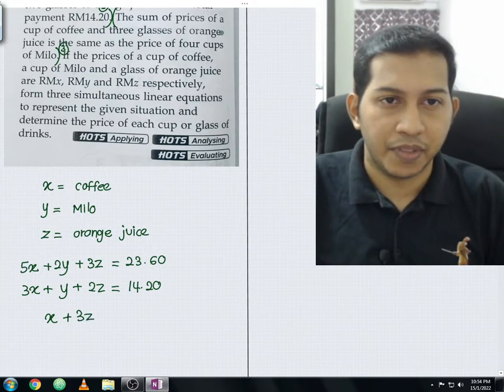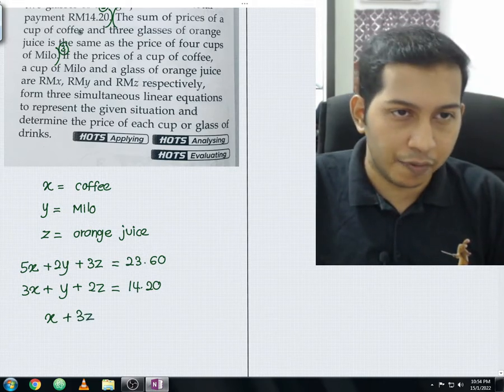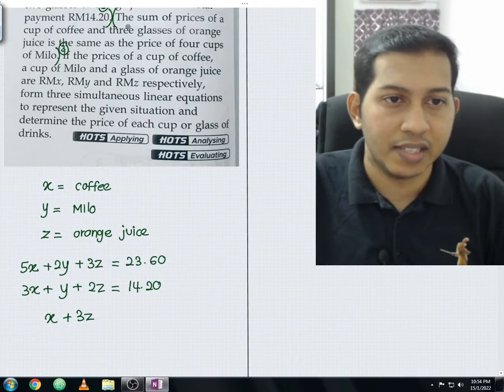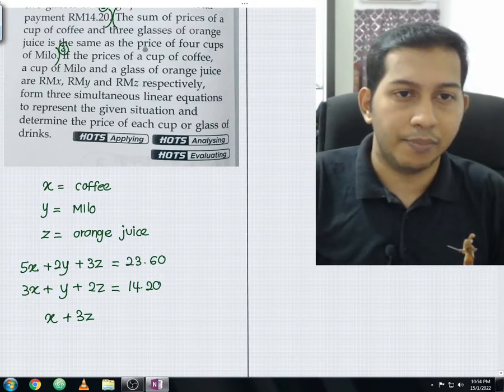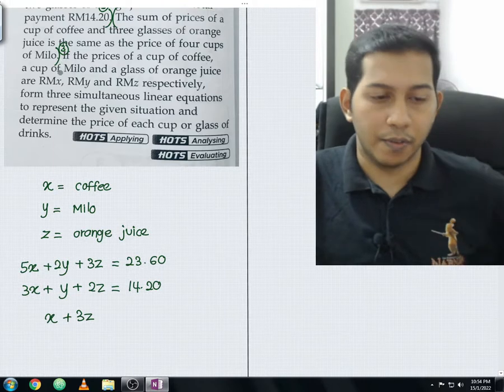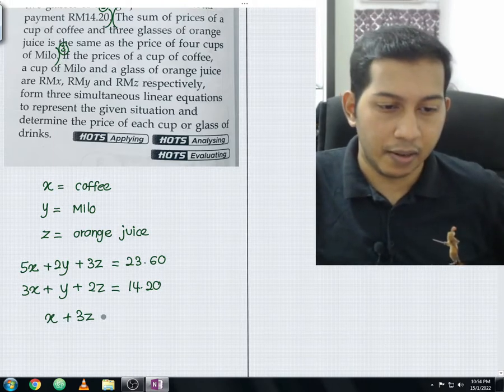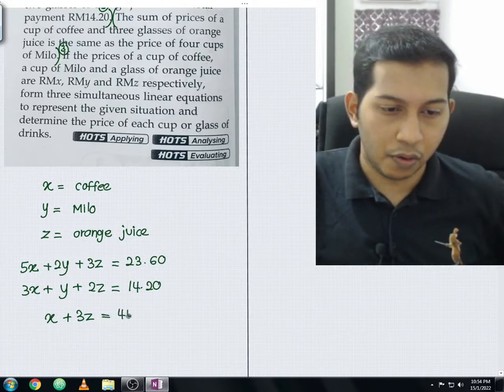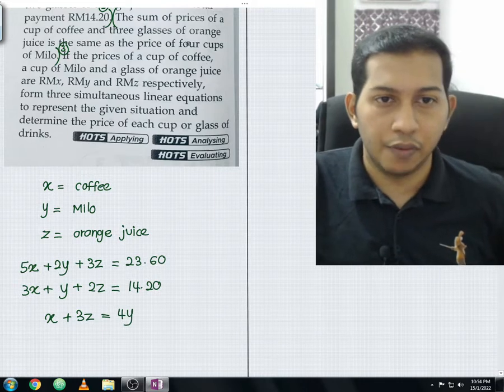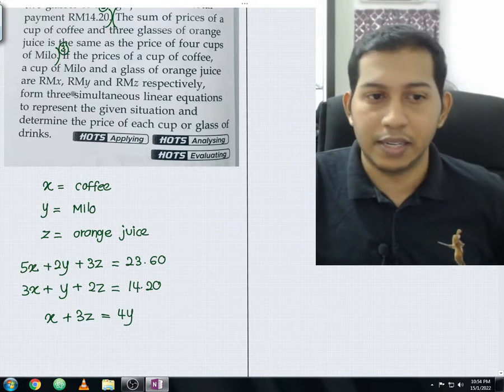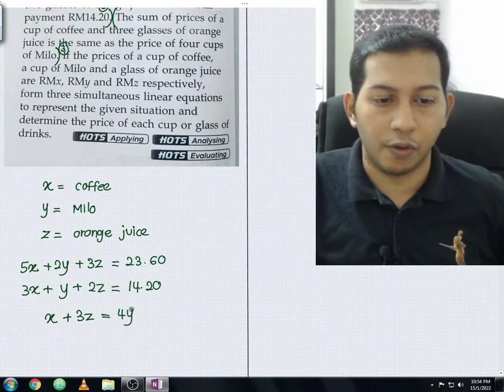Okay. The sum of prices of a cup of coffee and 3 glasses of orange juice is the same as the prices of 4 cups of Milo. So from here, x plus with 3z is equals to 4y. Since in this case, 4 cups of Milo, Milo is representing the y variable, so it will be 4y.